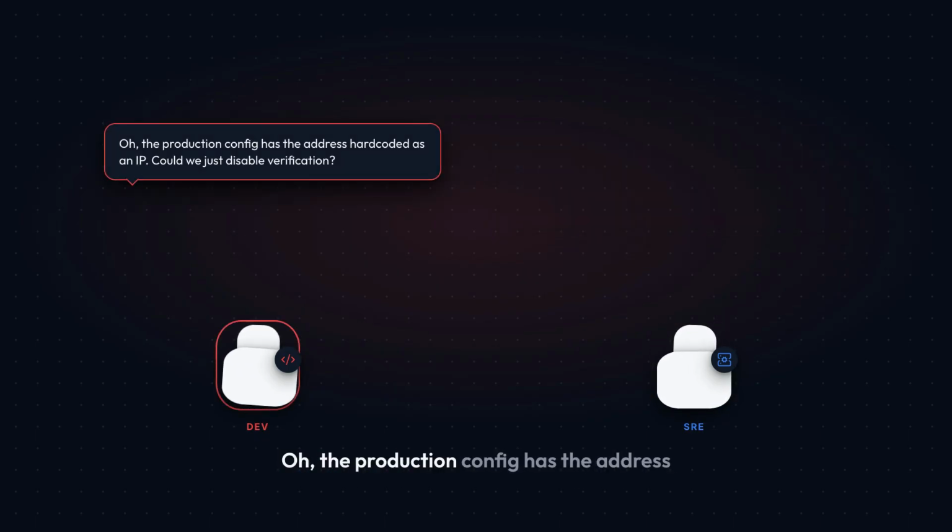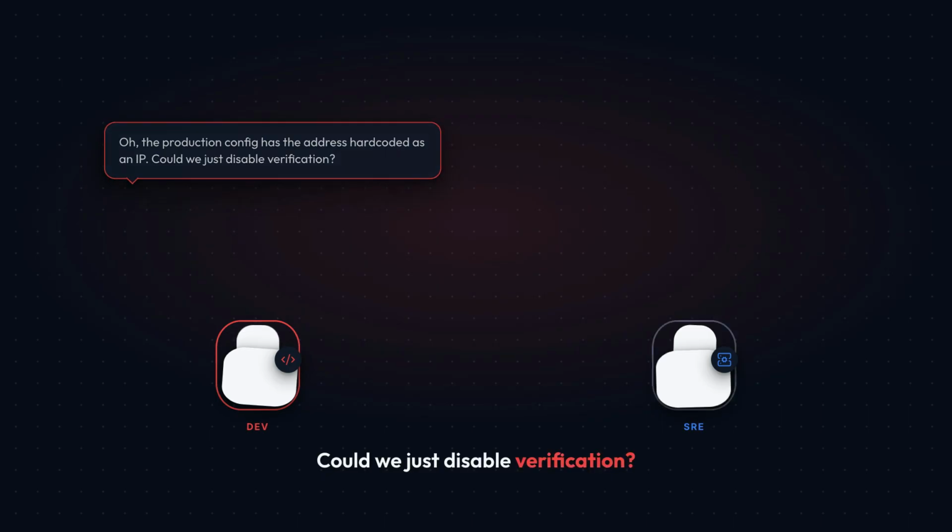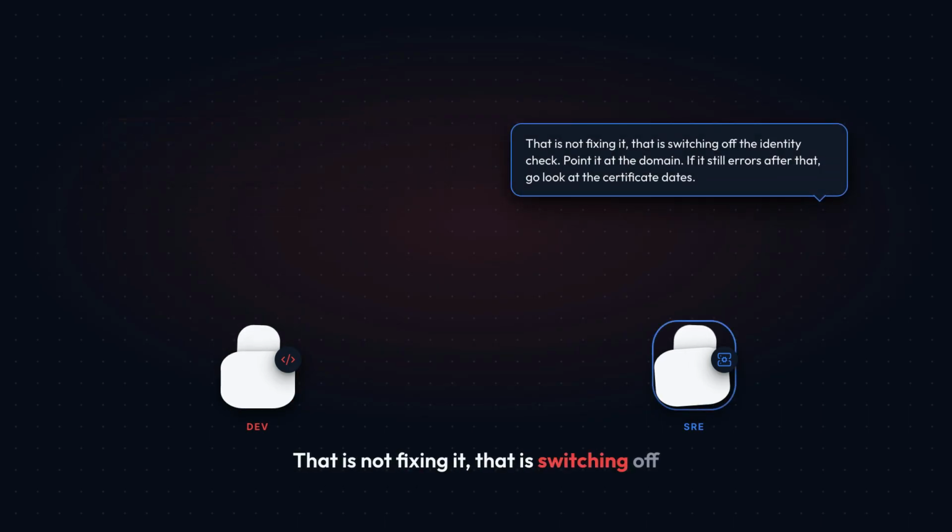Oh, the production config has the address hard-coded as an IP. Could we just disable verification? That is not fixing it. That is switching off the identity check. Point it at the domain. If it still errors after that, go look at the certificate dates.